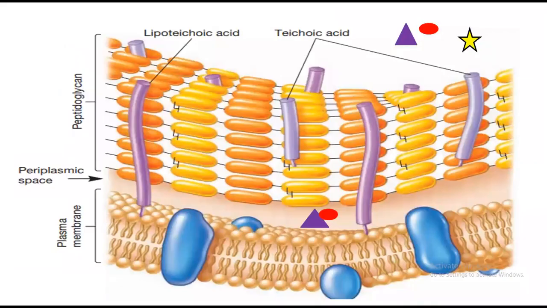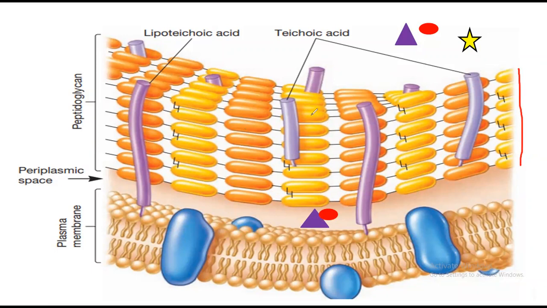This is the mechanism. Just look here. This is the structure of the gram positive bacteria cell wall. From here to here, look at the cursor, it is a thick peptidoglycan layer. Studies have shown that about 50 sheets of peptidoglycan layer are present in gram positive bacteria.